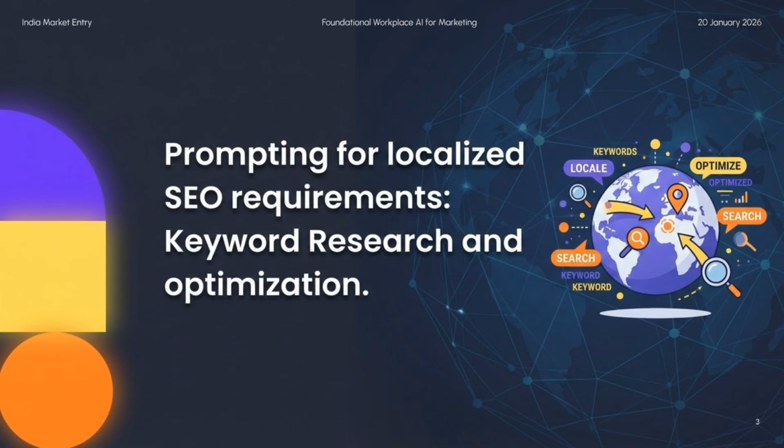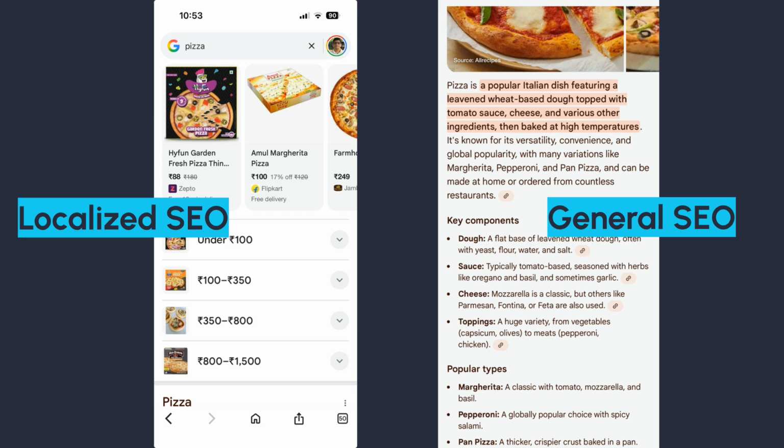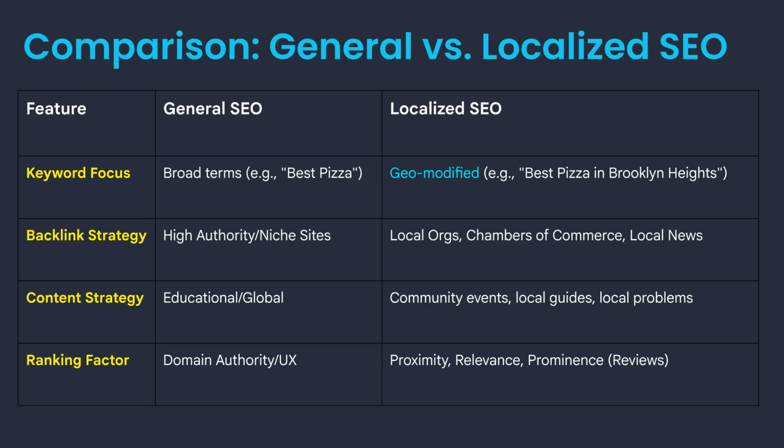We begin with localized SEO, concentrating on prompting for keyword research and optimization specific to a geographic location. Localized SEO targets users near a specific area, often leading to immediate purchase or service needs, as seen on the left. General SEO provides broader, informational content, shown on the right. General SEO focuses on broad keywords and high-authority backlinks. Localized SEO uses geo-modified keywords, targets local organizations, and emphasizes proximity, relevance, and prominence as ranking factors.